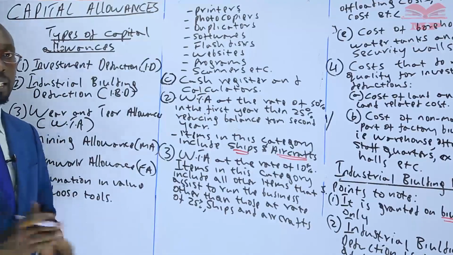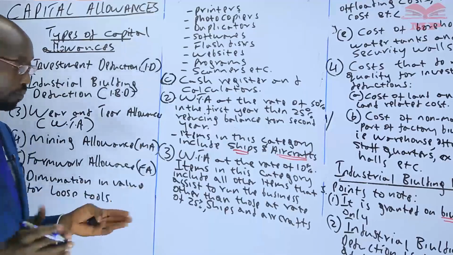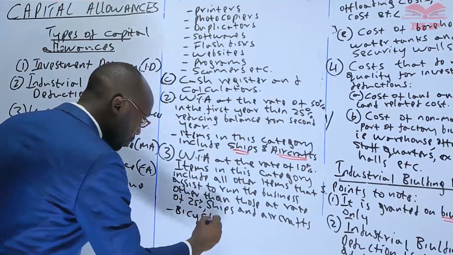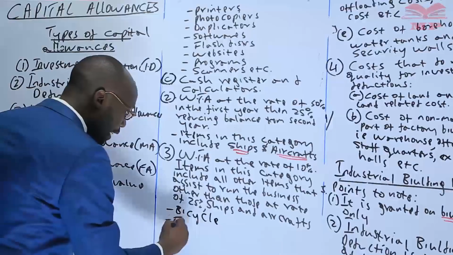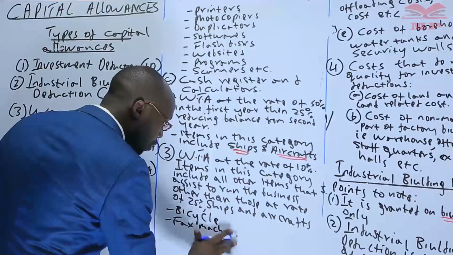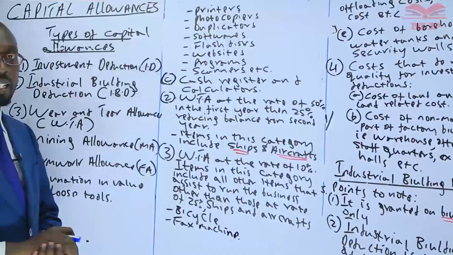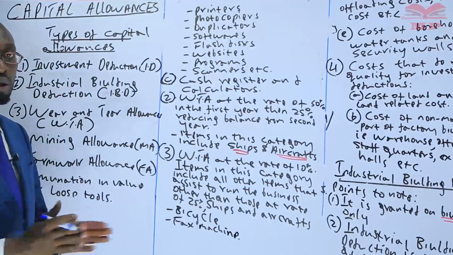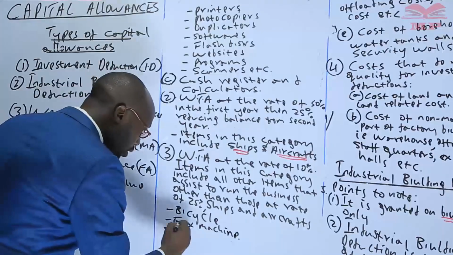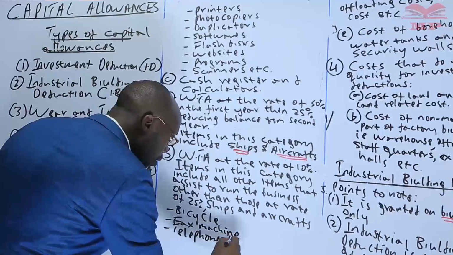And you can look at any business. So what are those items? There are so many, but I'll just give a list of few. One of them is bicycle. Another one, fax machine. And take note of the fax machine, because some people may argue it is a computer attachment, but it isn't. It is not attachable to a computer, so it comes here. Another one is telephones, or mobile phones.